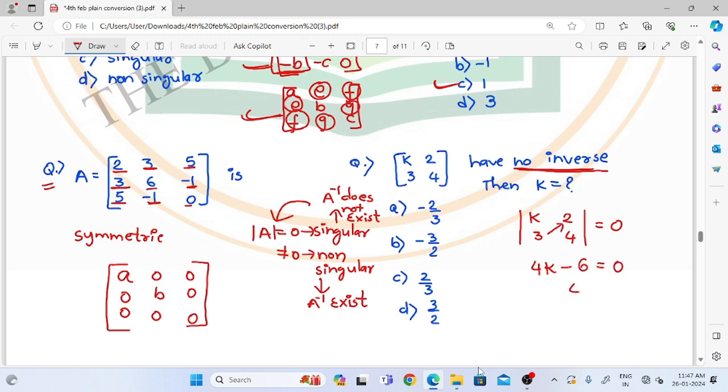So what we get from here? 4k is equal to 6. So k is equal to 6 by 4. If we cancel out by 2, 2 3s are 6 and 2 2s are 4. So the value of k is nothing but 3 by 2. That is, the correct option is D.